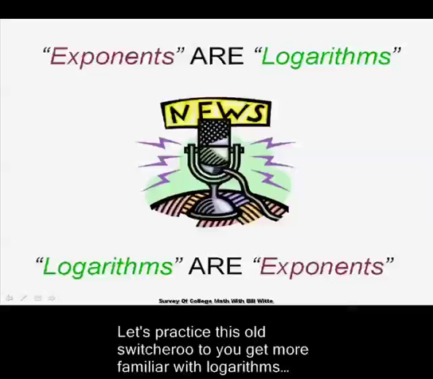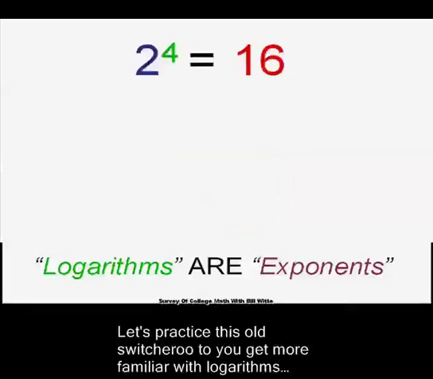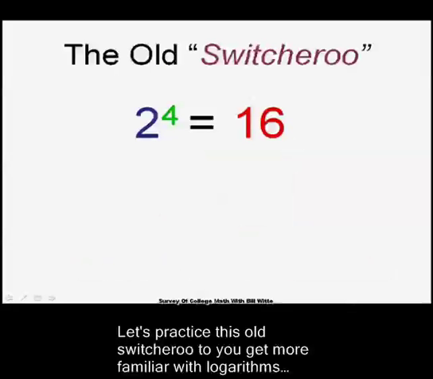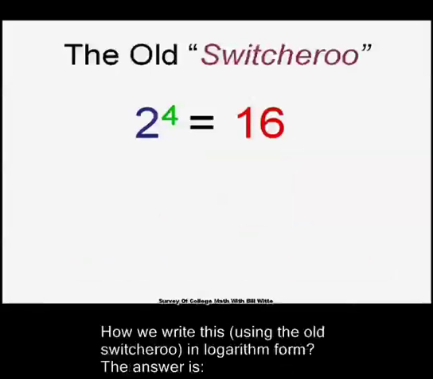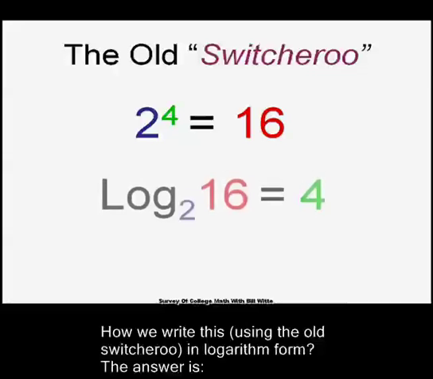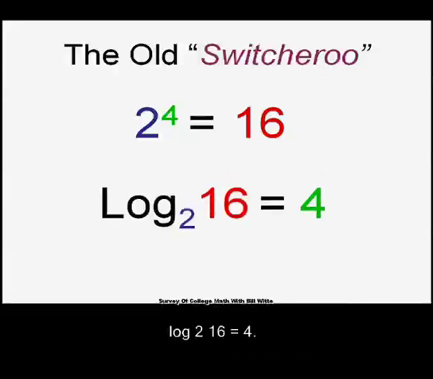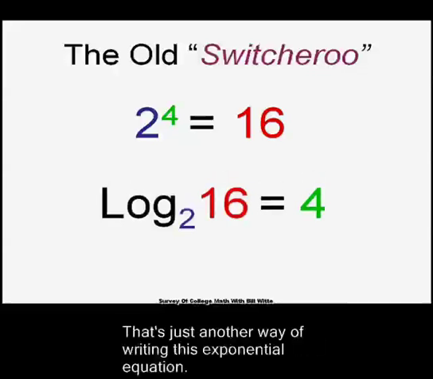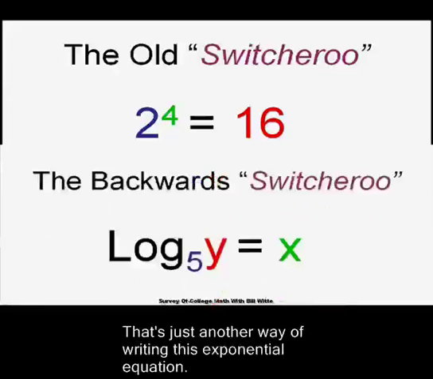Let's practice this old switcheroo and we'll get familiar with logarithms. Okay, 2 to the 4th, 2 times 2 times 2 times 2. We know that equals 16. How could we write this with the old switcheroo in logarithm language, if you would? Well, that means the exponent, or rather the logarithm, using a base of 2 to get 16 is 4. That's another way of writing this exponential equation.